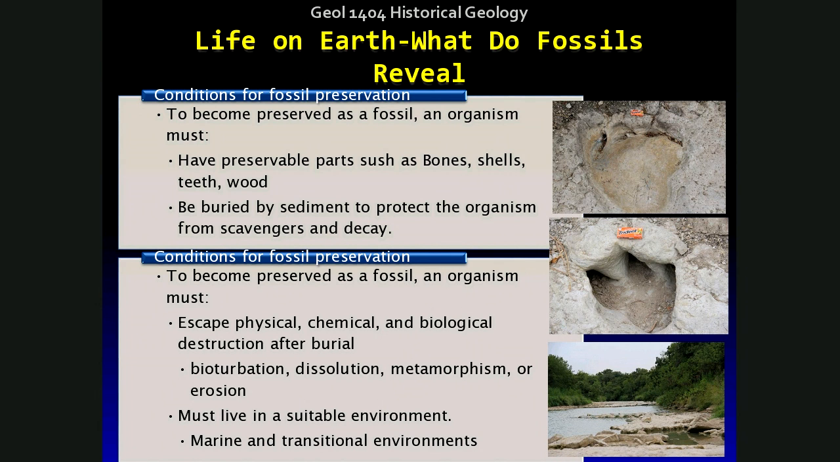To become preserved as a fossil, an organism must first of all contain preservable parts in the body. When we say preservable, we are referring to some hard part that eventually can be fossilized and be found. So these conditions are true for to find a fossil, made of hard parts of the organism, right?